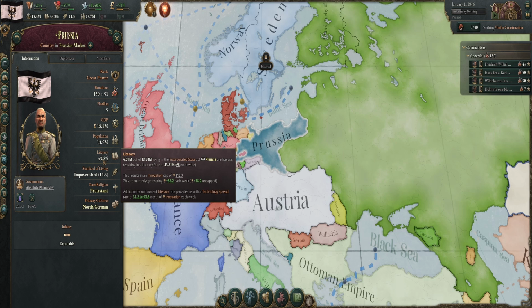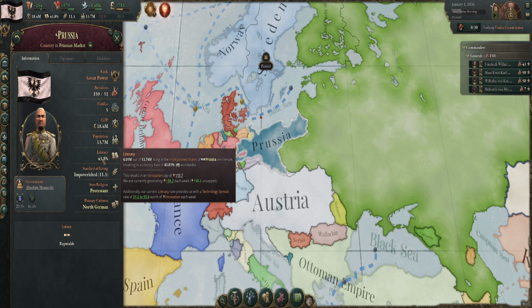Literacy, 43.8% as of right now. That means that 6 million out of the 13.74 million that are currently living in my incorporated states, which are just your states that are basically recognized as states. For example, in real life USA, we have 50 states which are recognized as our incorporated states, but we also have territories. Anything outside, like Puerto Rico and stuff in real life, USA has those, they're considered territories. In the game, they're considered unincorporated states.